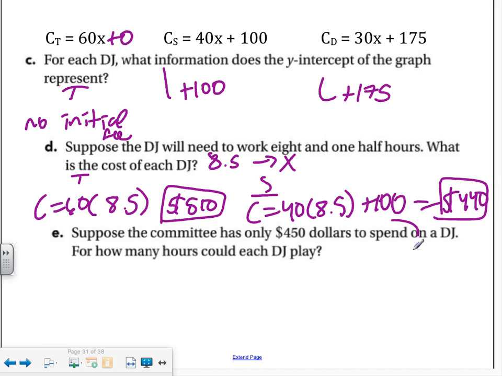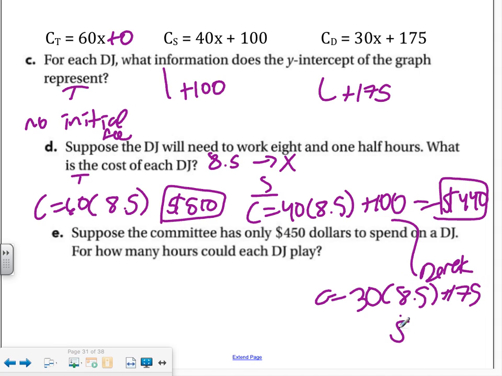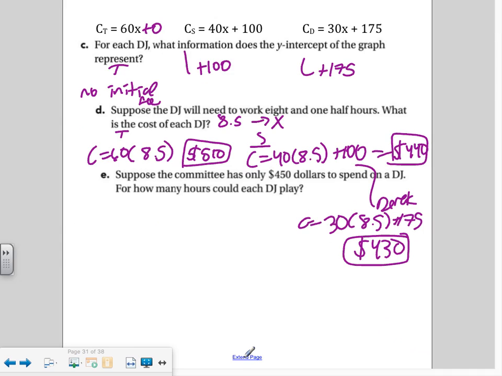And then finally for Derek, we get cost is 30 times 8.5 plus 175. Solving gives us $430. So suppose the committee has only $450. How much could each DJ play? Well, now 450 needs to be substituted in for C, because we're talking about total cost.